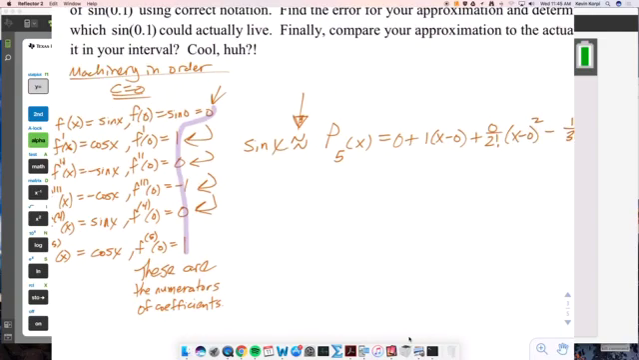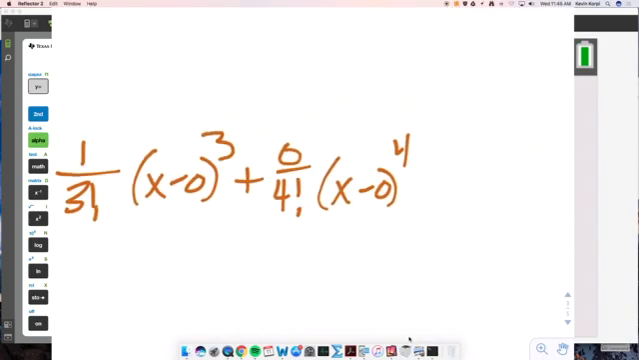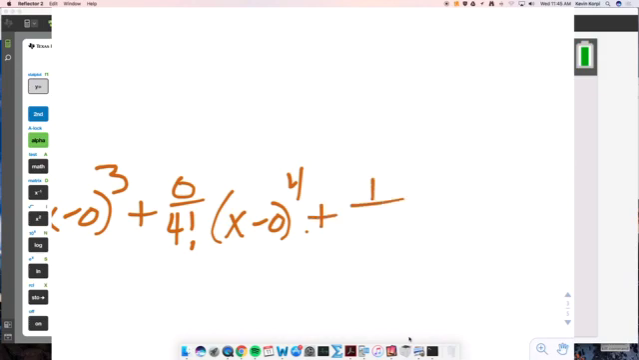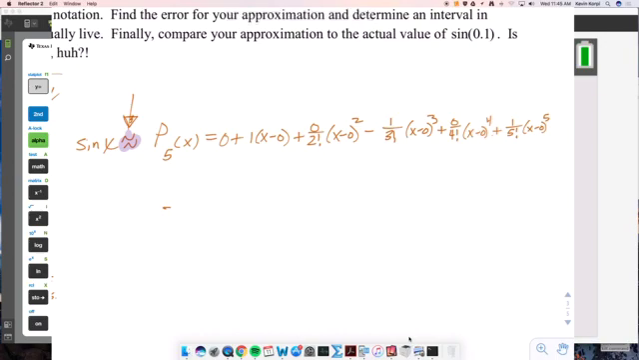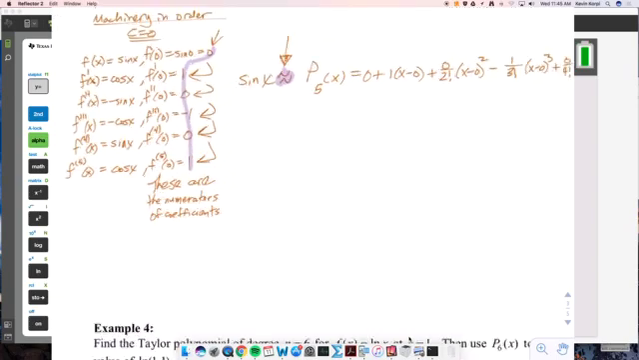And then finally, what's the numerator of the fifth term? 1. Okay, so plus 1 over 5 factorial times x minus 0 to the fifth. And we stop. We don't put plus dot, dot, dot, because we have a squiggle over here. It's an approximation. Now, that is a pattern that maybe when you simplify it down to something that you can extend without having to go back and generate more terms.